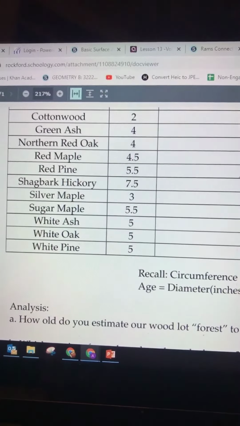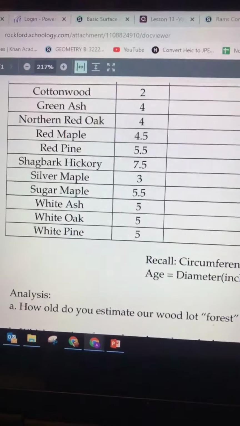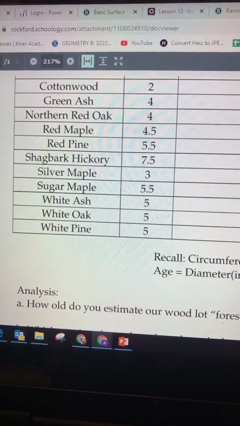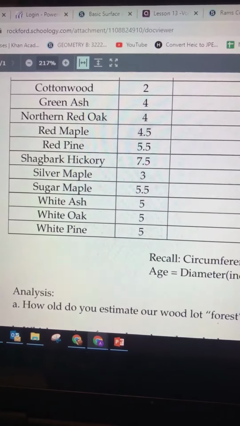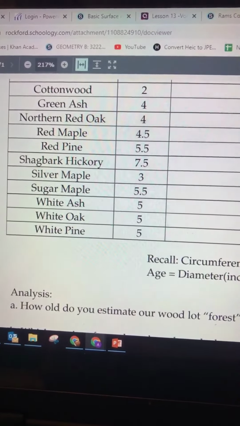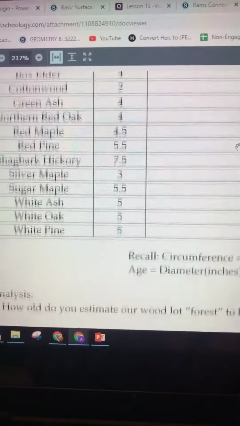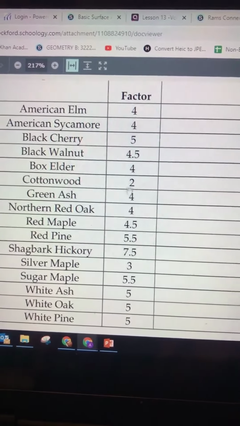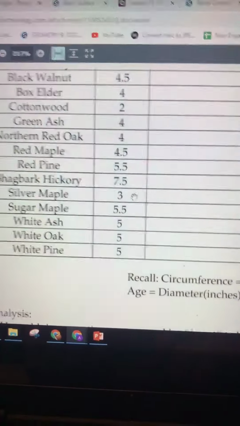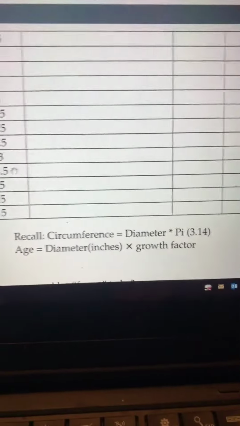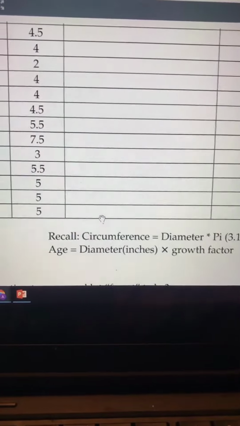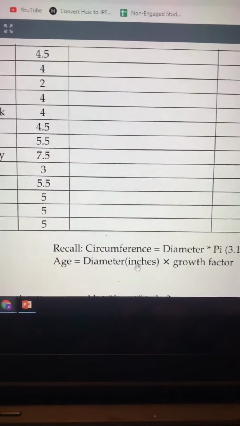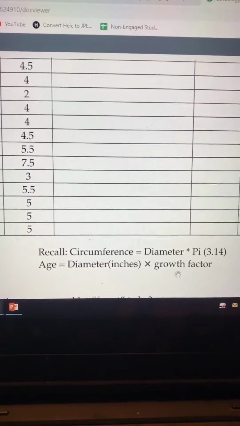Okay, so we've got the assignment opened up here. This is the aging your trees assignment. You can see the northern red oak there is what I was looking at and measured. That has a growth factor of 4 here. So what we're going to do now is apply this property. We are going to find the diameter of the tree and then multiply that by the growth factor.